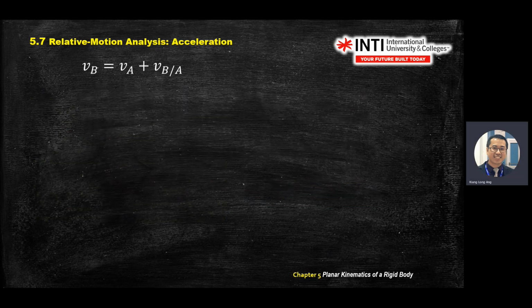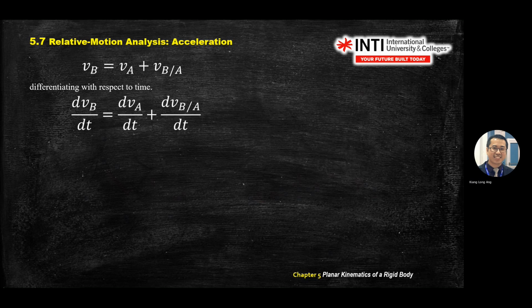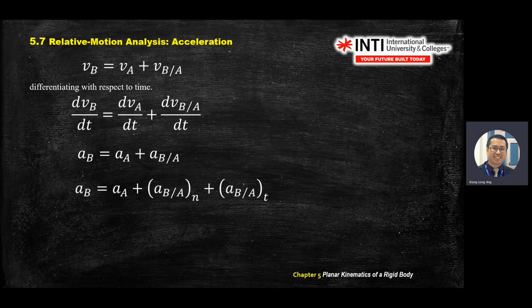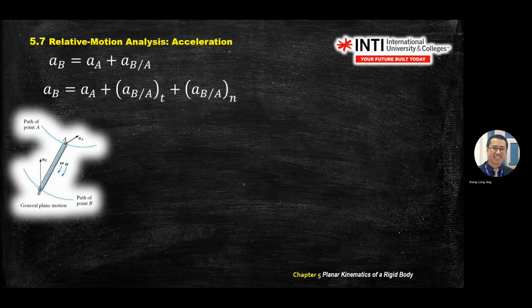So still same. We still use back the vector equation. VB equals VA plus V stroke A. You differentiate with time, you get acceleration. Right? So here, you also get back the acceleration. And again, acceleration, you have normal and tangent direction. Always break your acceleration vector into normal and tangent direction. Something like this.